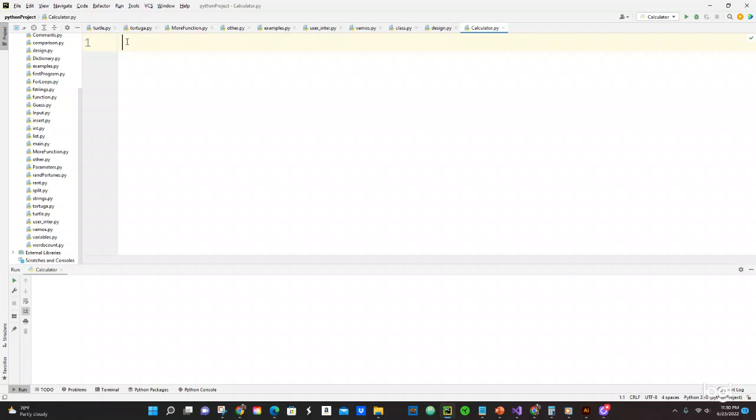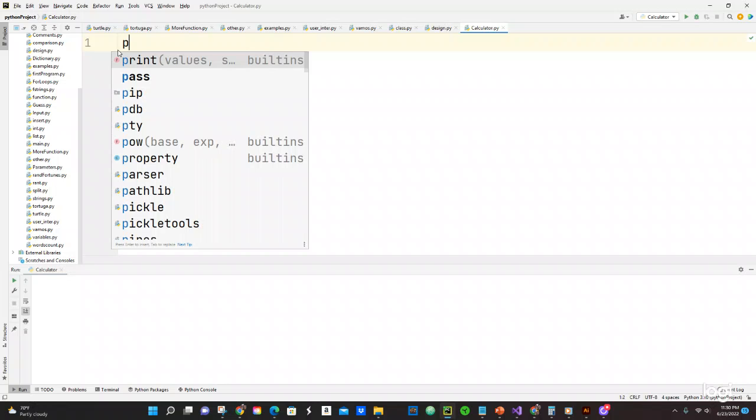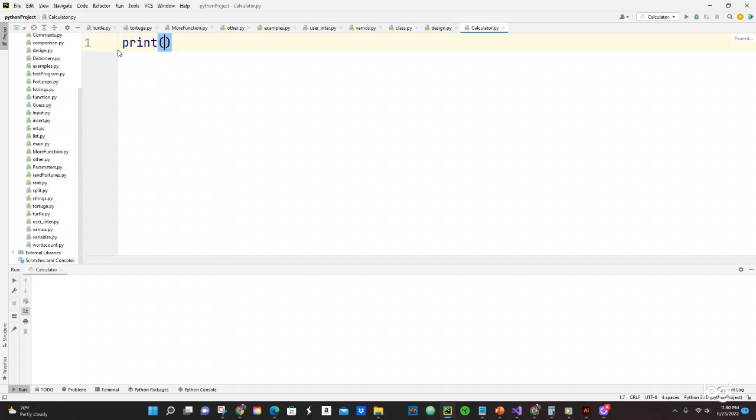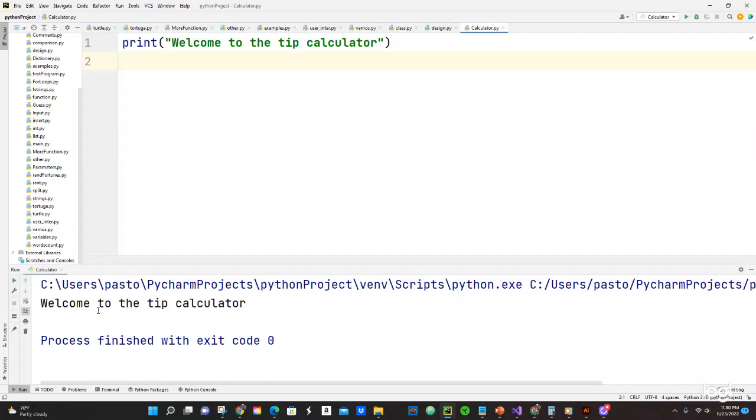All right, we're going to start. We're going to put everything we have done so far into practice. We're going to start with print, and we're going to have the string "Welcome to the tip calculator." All right, so we got that. If we run this, it should give us "Welcome to the tip calculator." Okay, so we know that's working fine.